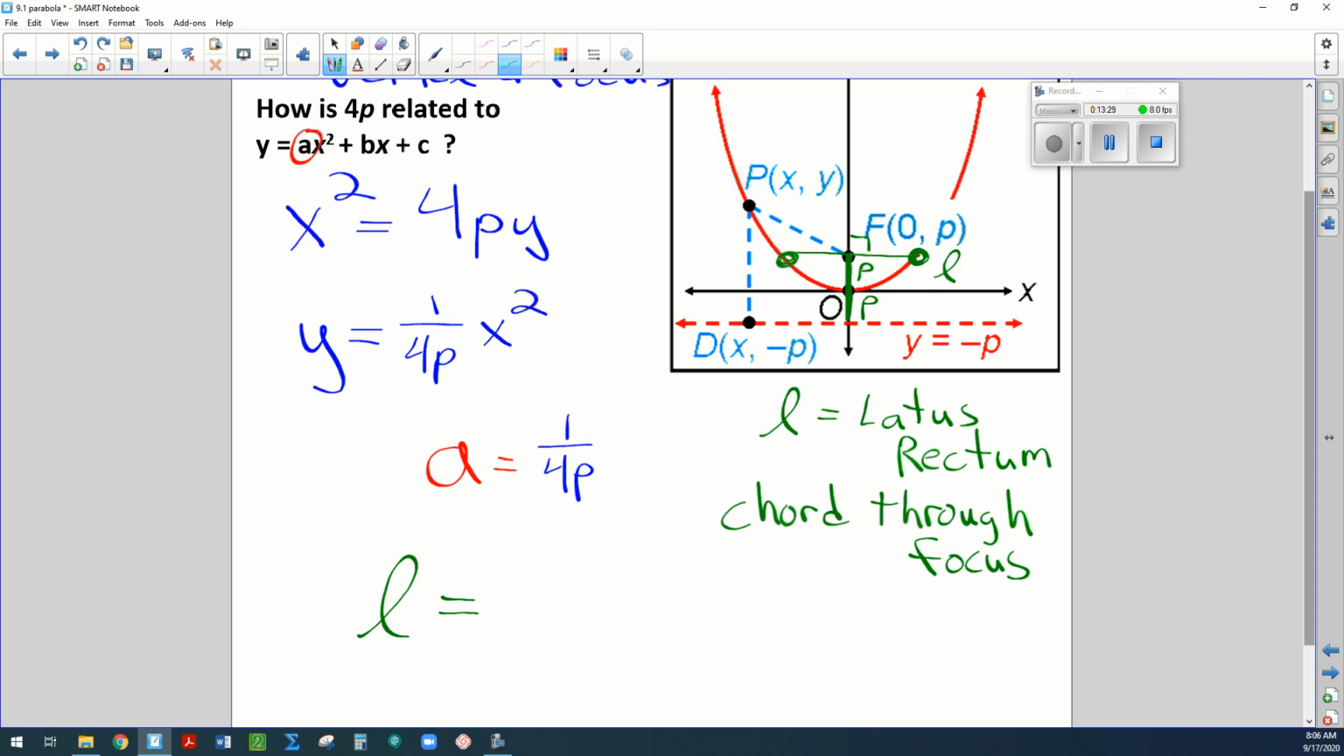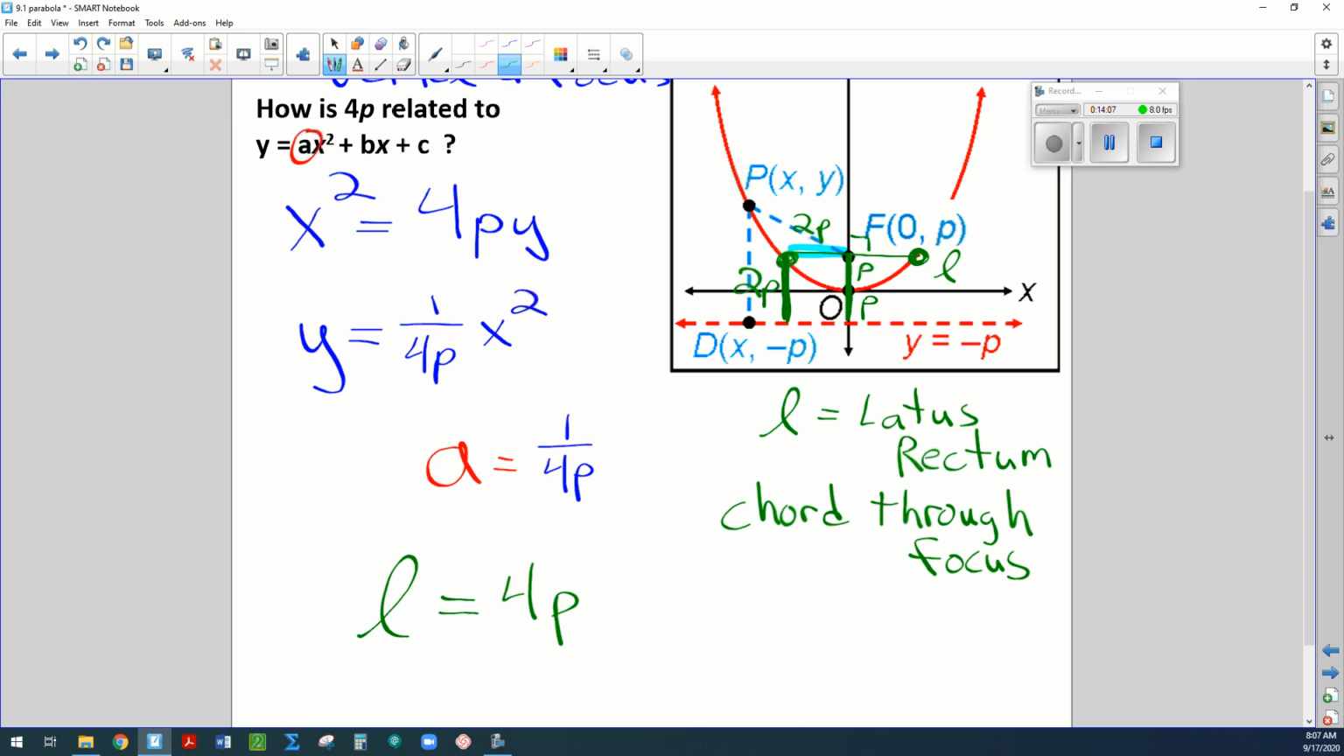That means that this chord, since I drew it perpendicular, has an endpoint that's 2P away. And the definition of a parabola says that any point on the parabola is the same distance from the directrix as it is from the focus. So that means, I'm going to use my highlighter, this section also is 2P, because that's the point to the focus. So the latus rectum length is 2 of those, which is 4P.